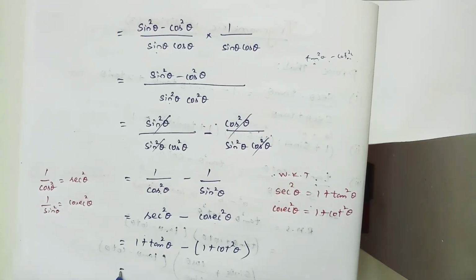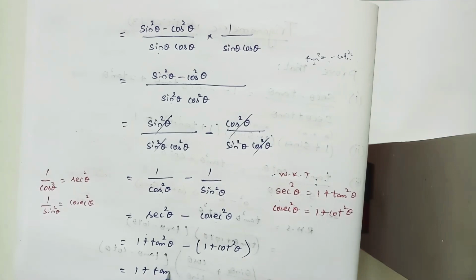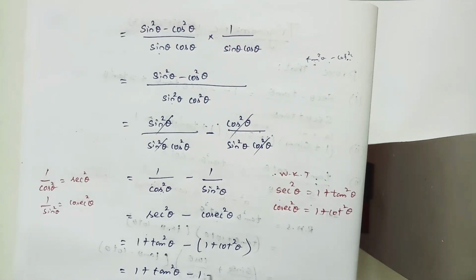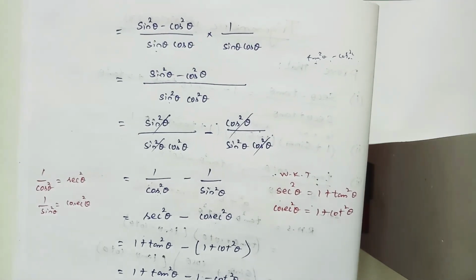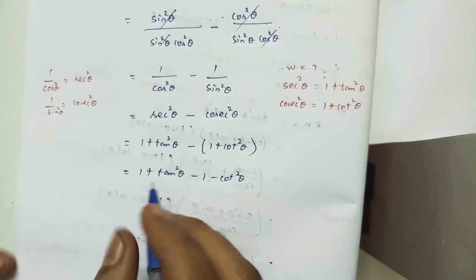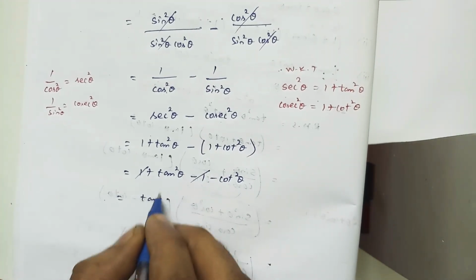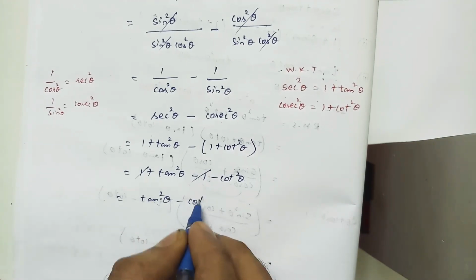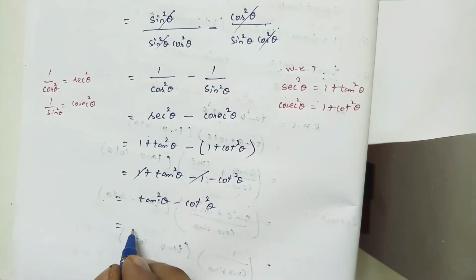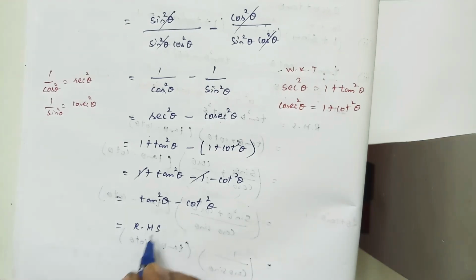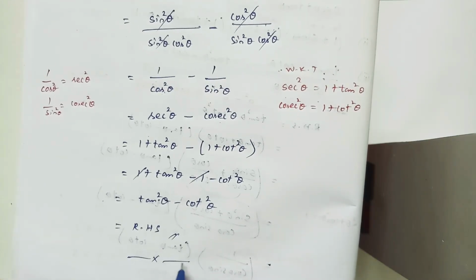Just multiply by minus: 1 plus tan square theta minus 1 minus cot square theta. The 1 and minus 1 will get cancelled. The remaining is tan square theta minus cot square theta, which is equal to the RHS. LHS is equal to RHS, right?